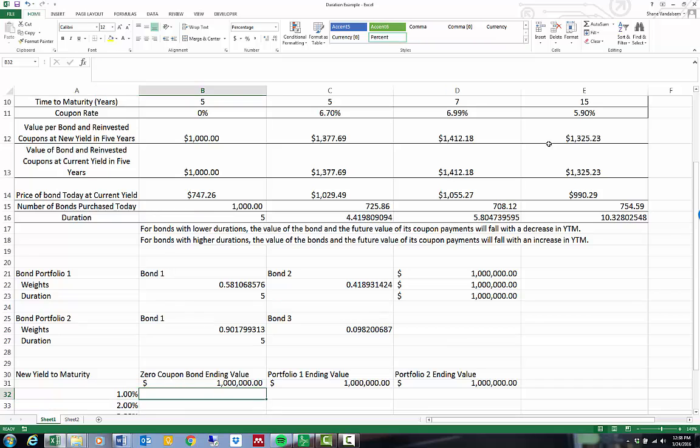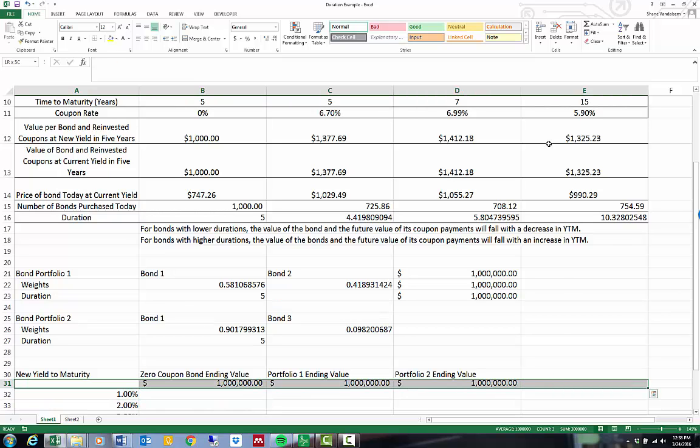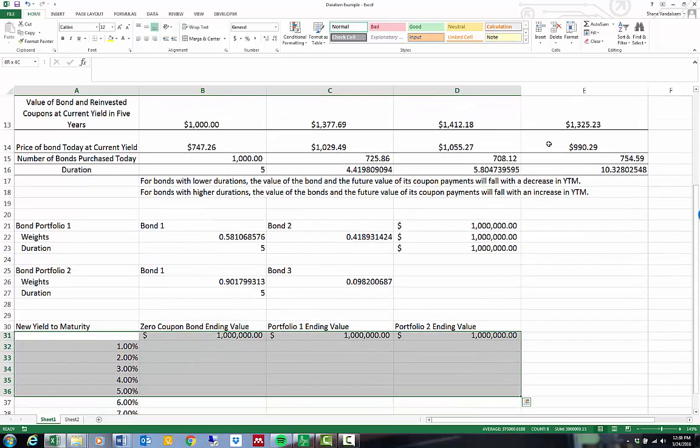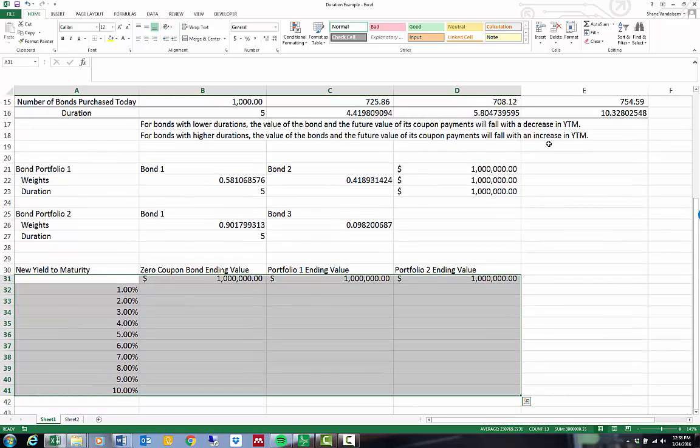So now what I want to do, I'm going to highlight my table here, and I'm going to use what's called a data table. What the data table will do is, because of how I set up my equations and referencing the new yield to maturity in each of these calculations, I'm going to tell Excel to replace that new yield to maturity with each one of these other yields to maturity.